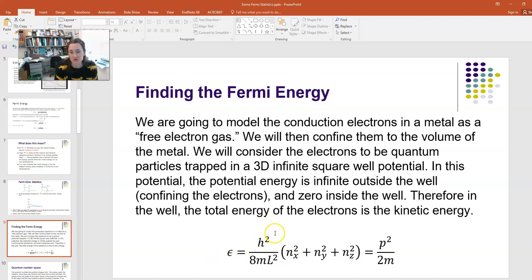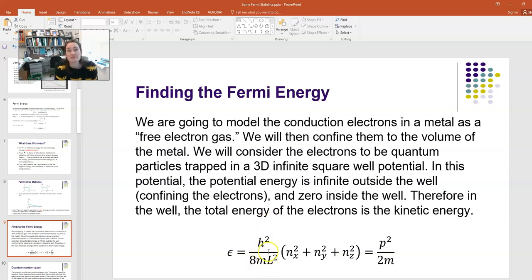The energy is equal to h squared over 8 times m times L squared times the sum of the squares of the quantum numbers in each dimension, which is nx squared plus ny squared plus nz squared. Now here, h is Planck's constant, which is 6.626 times 10 to the minus 34 in SI units.